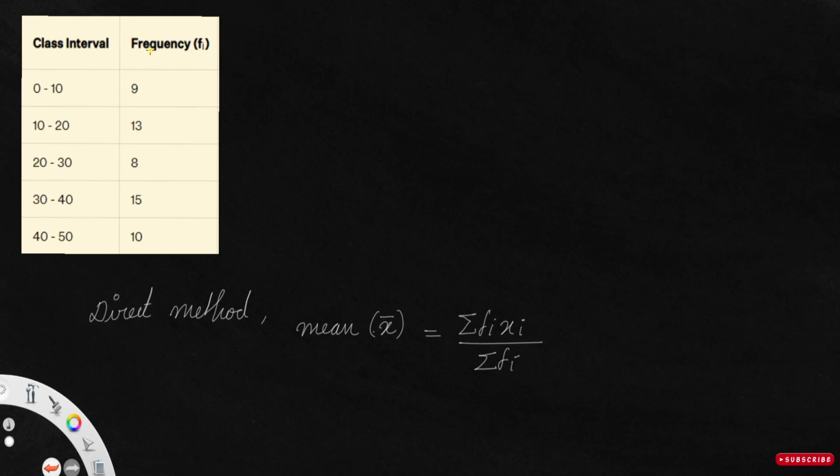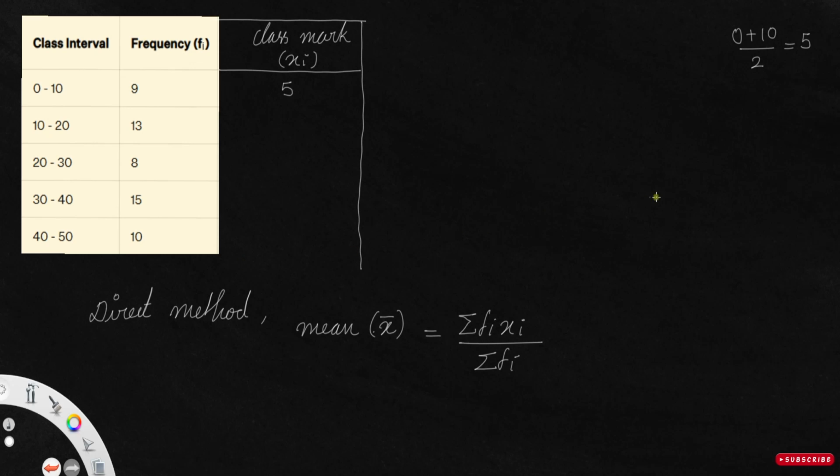For that, I have to extend this table. Let me write here, class mark. That is represented by xi. So, this is our next table. Now, how will we find the class mark? Class mark basically means the average of the class interval. That is 0 plus 10 divided by 2, which is 5. So that's the class mark of this interval.